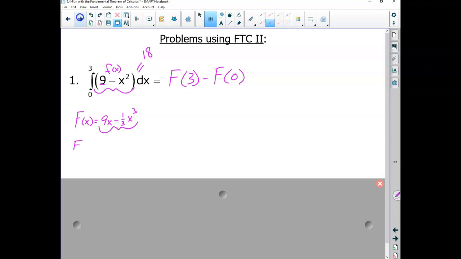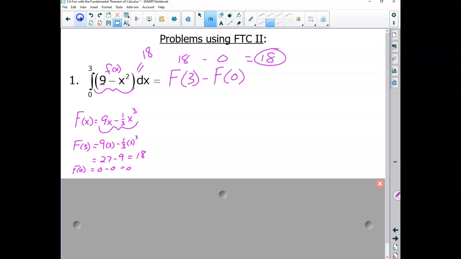So I'm going to find big F of 3. Big F of 3 is 9 times 3 minus 1/3 times 3 cubed. Well, that's really 27 minus 9, and 27 minus 9 is 18. And big F at 0 is 0 minus 0, so that equals 0. So this is really 18 minus 0, to get my exact value of 18.